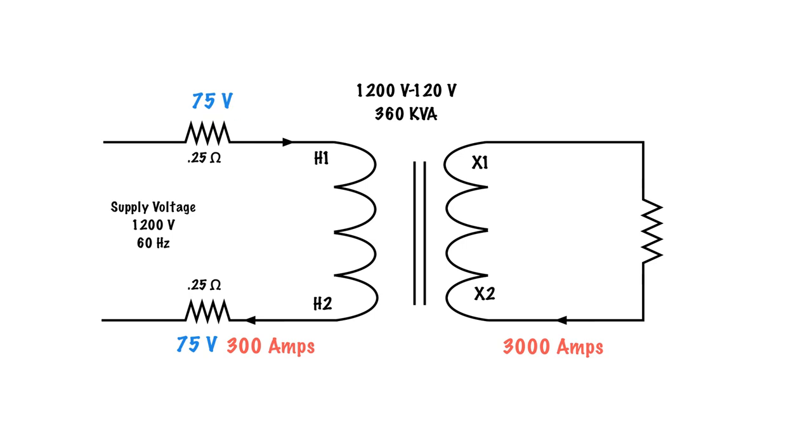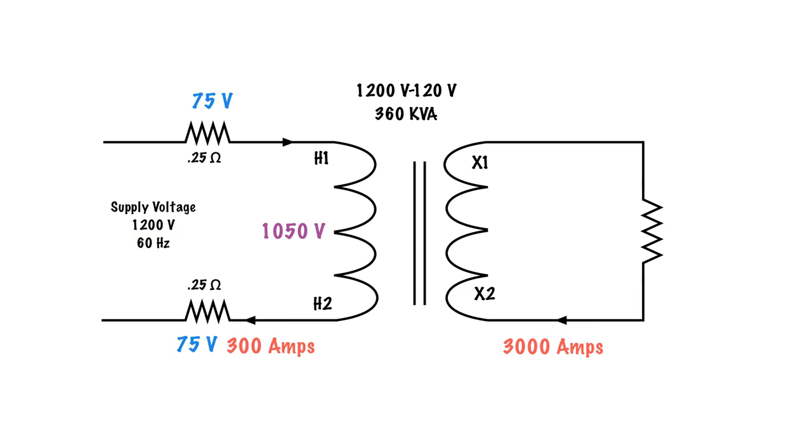So in total, I have 75 plus 75. I have a 150 volt drop on the lines before it even gets to the winding itself. So we're going to take that 1200 volts minus the 150, which is going to give us our new terminal voltage, which in this case works out to be 1050 volts, which is substantially smaller than 1200 volts.